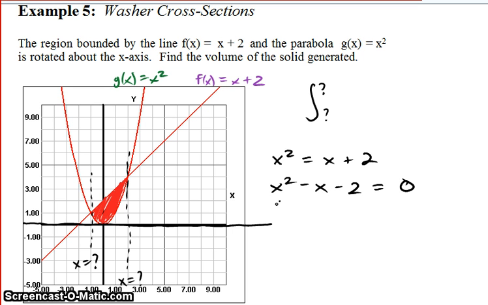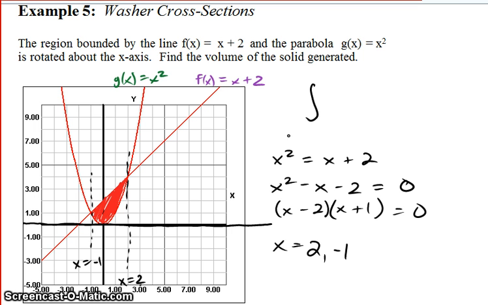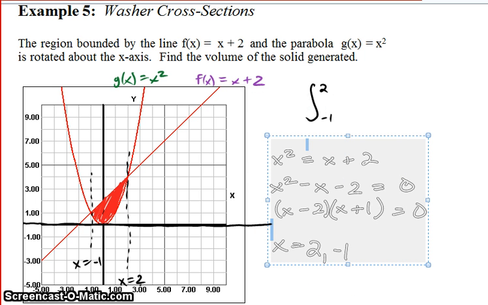This one works out real nicely. It turns into a factorable quadratic, and I end up with values of x equals 2 and x equals -1. This is -1. And this one down here is x equals 2. So I'm going to be integrating, accumulating something, from -1 to +2. Alright, so you don't need to see any of this anymore. Let's just get rid of that.